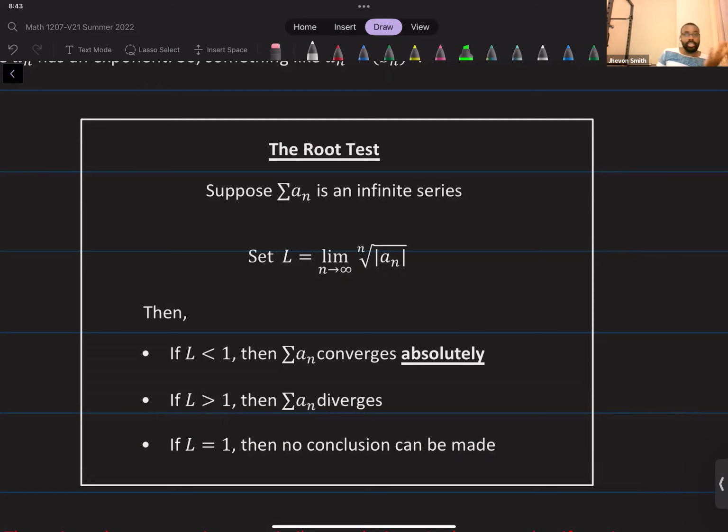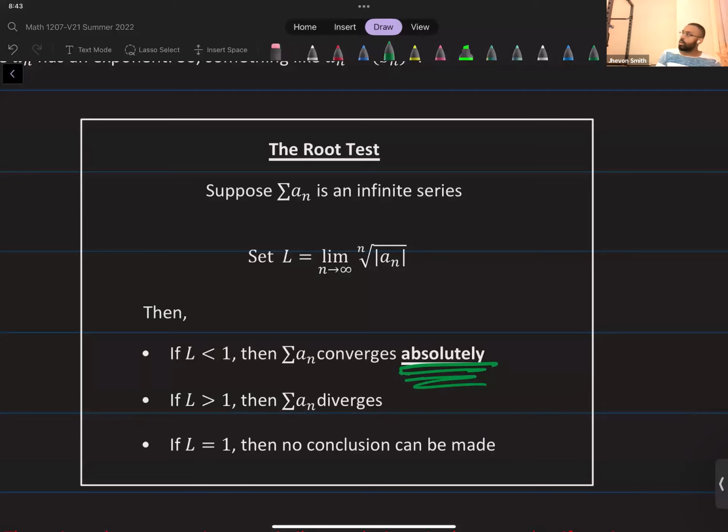And again, this can work with any series, technically. There's no real restriction on the series because you can just take the absolute value of something and take the nth root of it. No one's going to bat an eye. Nothing can stop you from doing that. However, the conclusion is very similar. If you look at that limit and your L is less than 1, then you get absolute convergence. If your L is greater than 1, then the series will diverge. If your L equals 1, then no conclusion can be made.